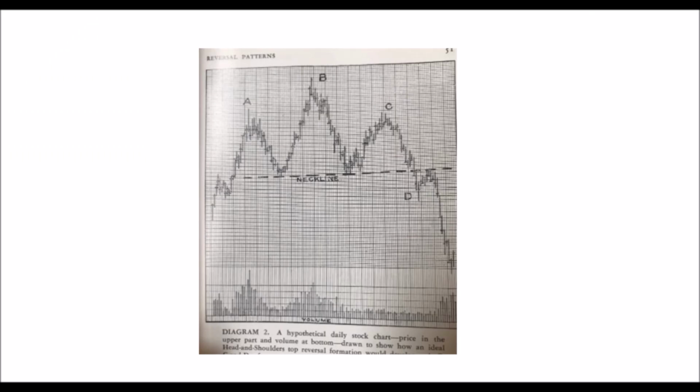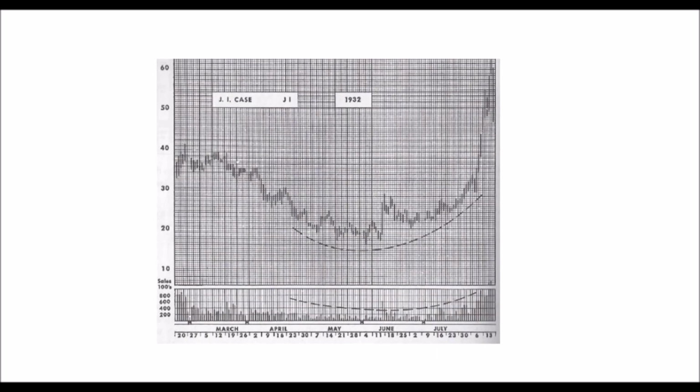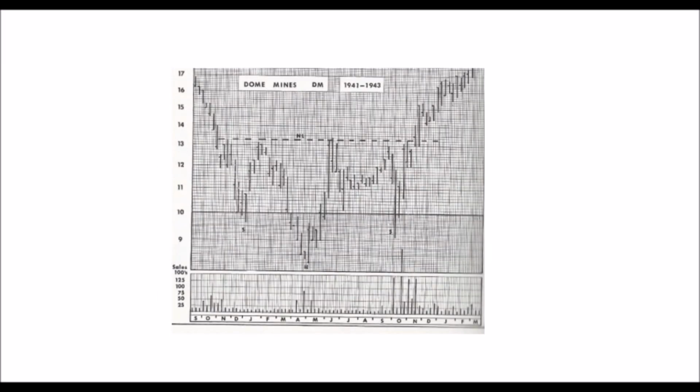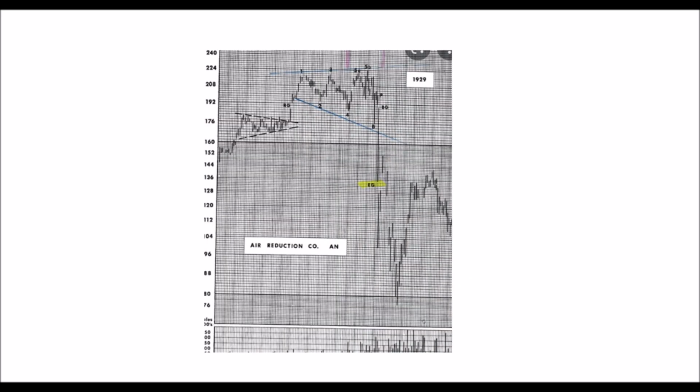These are from Edwards and Magee, and again, there is nothing new under the sun. We can see this on a 1-minute chart, we can see this on a 15-minute chart, we can see this on a daily chart or a weekly chart. Head and shoulders pattern, a rounding bottom pattern, 1932, 1941, reverse head and shoulders. Again, these patterns will show up on any time frame.